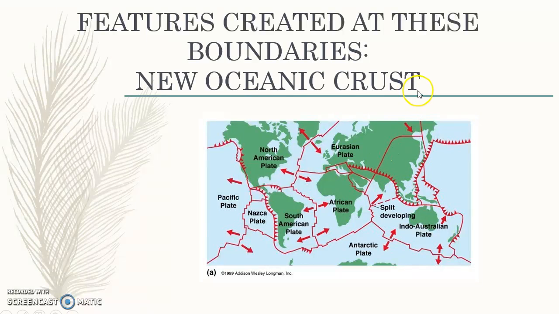Here's a lot of examples that we can see just from the map of the world with all the different red arrows that are separating. Those are all divergent boundaries that we see.